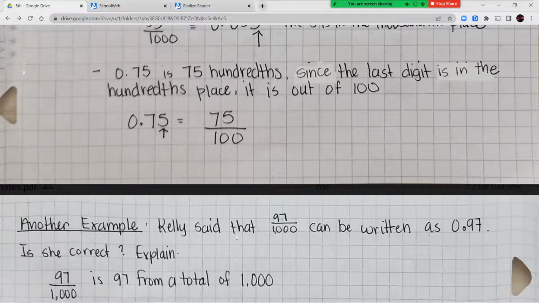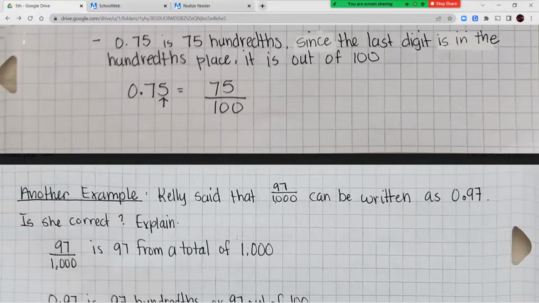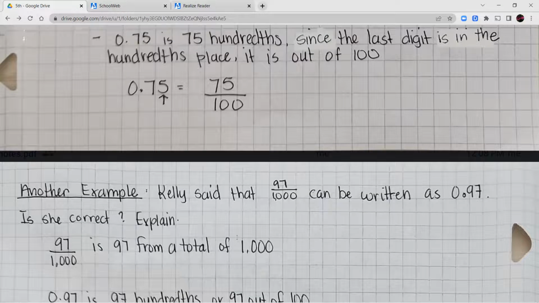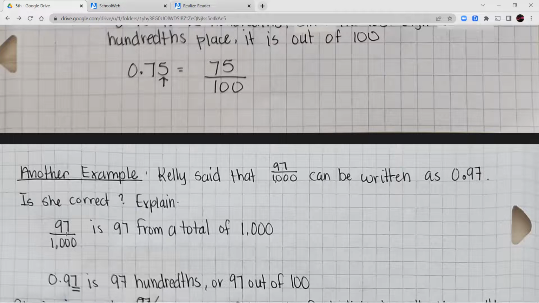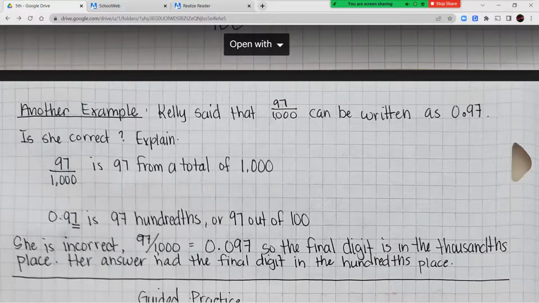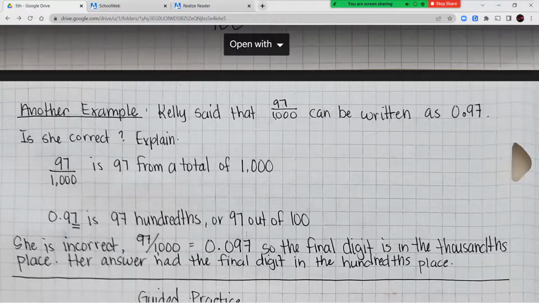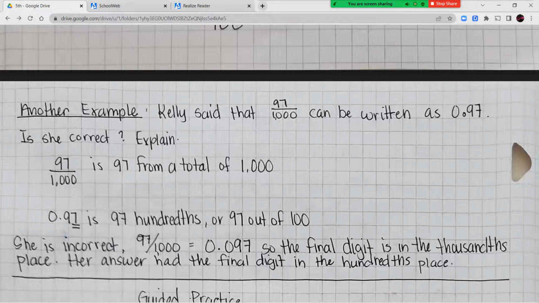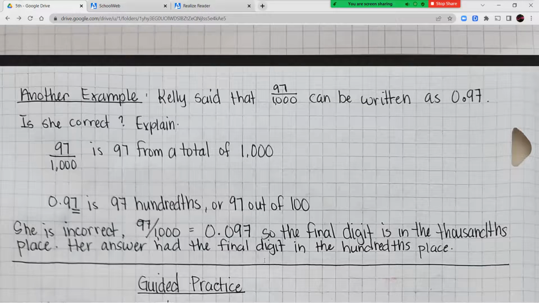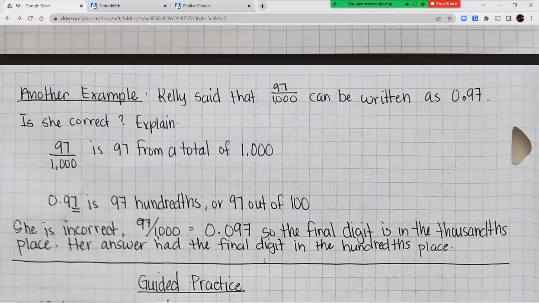Kelly said that 97 out of 1,000 can be written as 0.97. Is she correct? Explain. Well, 97 out of 1,000 is 97 from a total of 1,000 pieces. But 0.97 or 97 hundredths is 97 out of 100 total pieces. So she's incorrect here. What she should have written is 0.097 or 97 thousandths based on that last place value placement. The final digit needs to be in the thousandths place if she's writing an equivalent decimal for the fraction 97 out of 1,000.